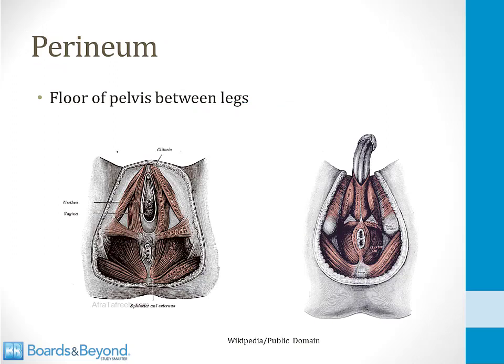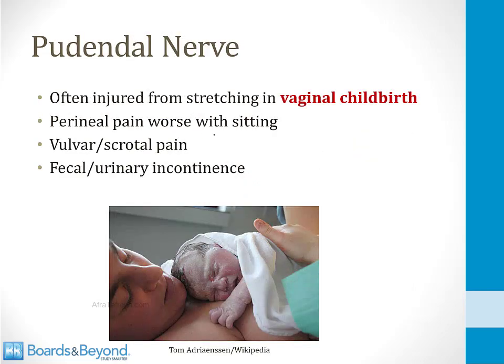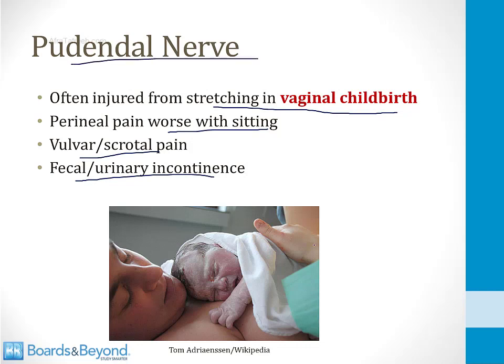The perineum is the floor of the pelvis between the legs, and shown in this drawing are a number of the muscles that are found in the perineum. You don't need to know what they all are, but you should know that these muscles are innervated by the pudendal nerve. So as you can imagine, this nerve is often injured from stretching in vaginal childbirth. After delivering a baby, women sometimes have perineal pain that's worse with sitting. They may have vulvar or scrotal pain, or they may have fecal or urinary incontinence, and this is all related to damage to the pudendal nerve.